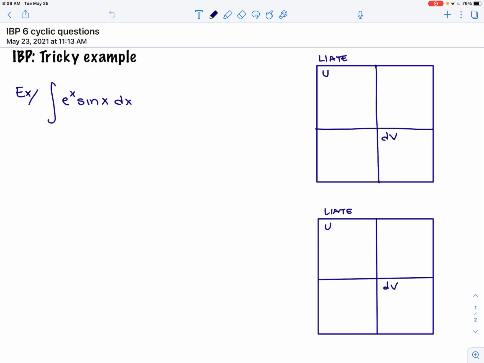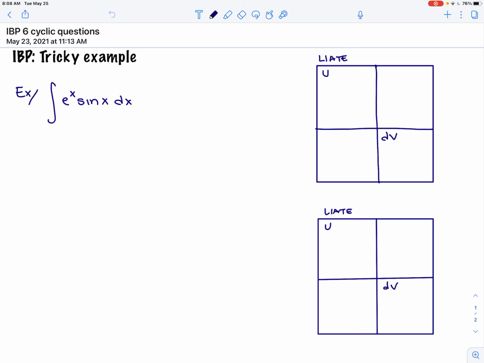Okay, we're going to look at a trickier example. So we have a product. We can't take the antiderivative of it. It's not a substitution question. So we're going to go to integration by parts.